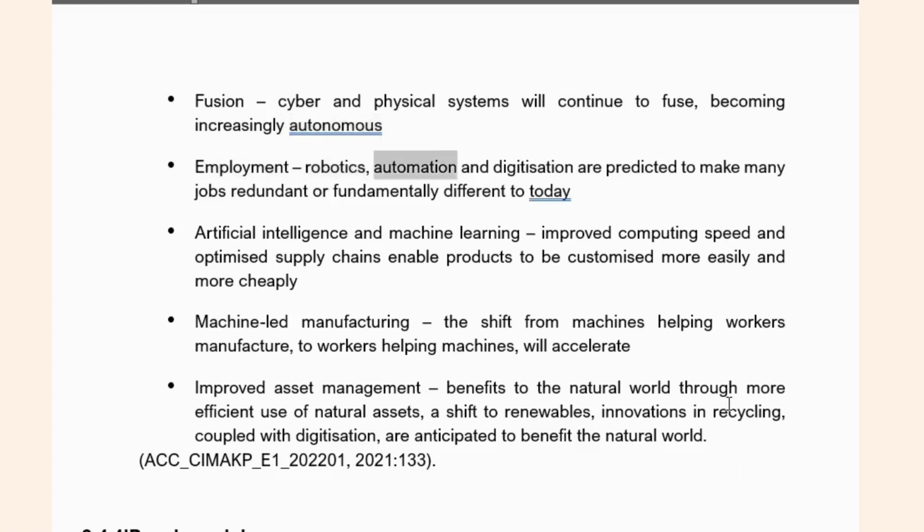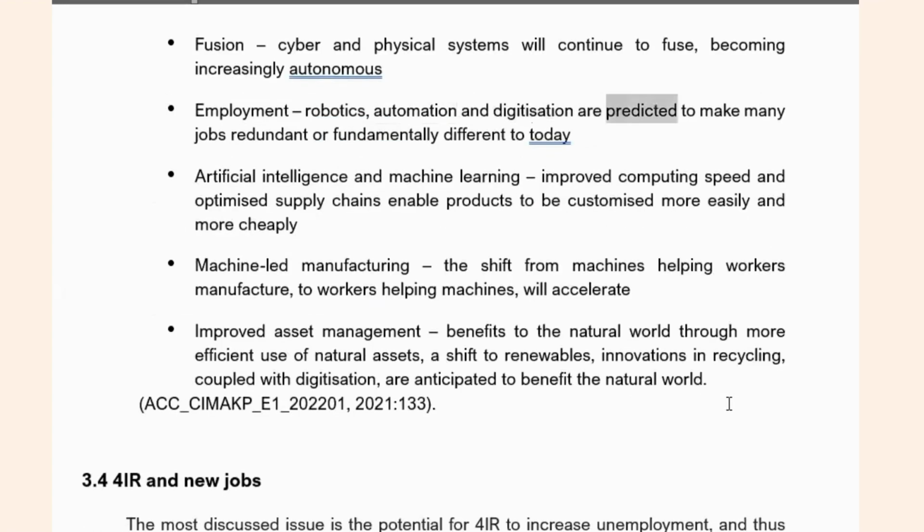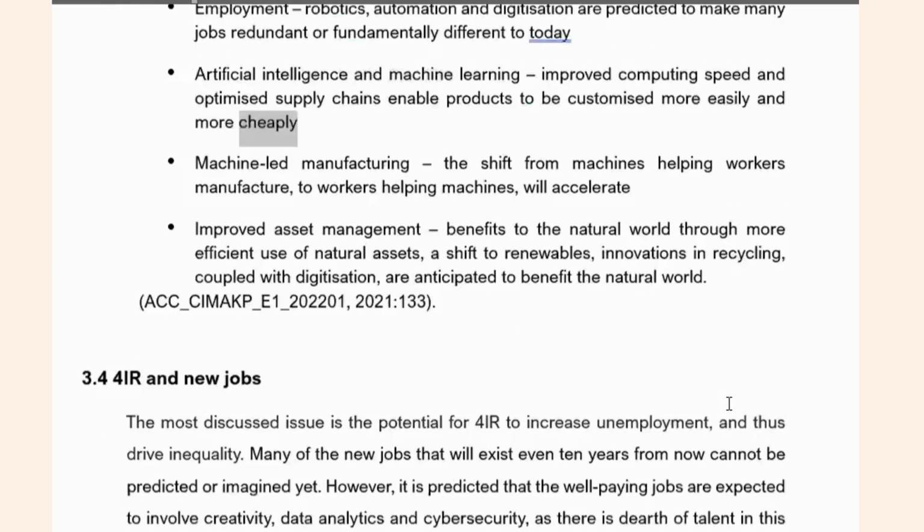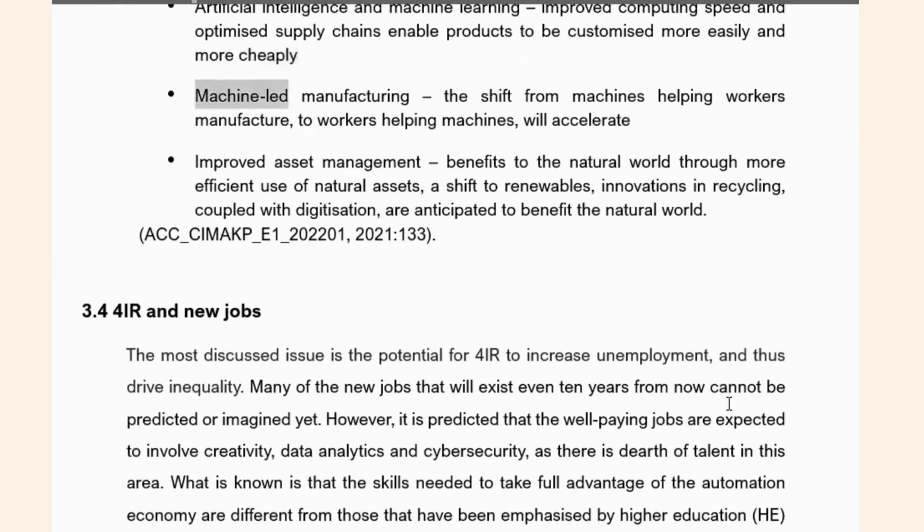Employment. Robotics, automation, and digitization are predicted to make many jobs redundant or fundamentally different to today. Artificial intelligence and machine learning, improved computing speed and optimized supply chains enable products to be customized more easily and more cheaply. Machine-led manufacturing, the shift from machines helping workers manufacture to workers helping machines, will accelerate.